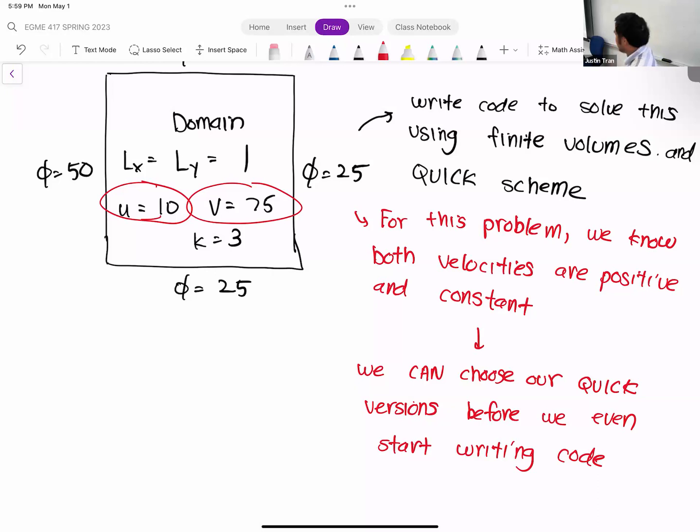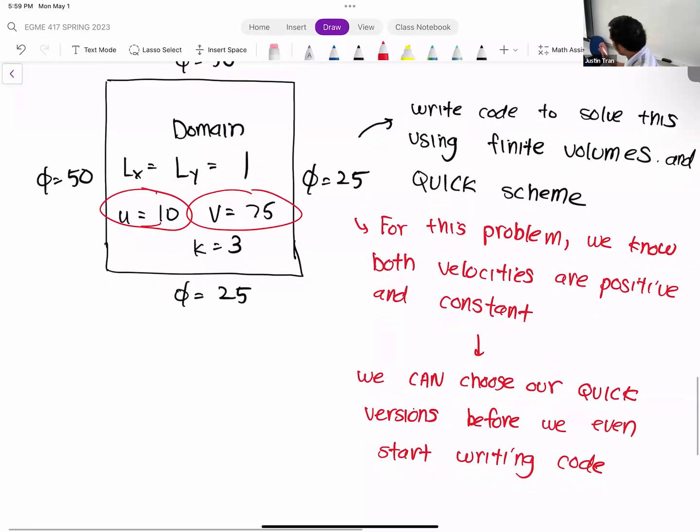I'm bringing this up because we're not going to do this, by the way. We're not going to do this in the code. I'm going to show you a more general approach with if statements. But theoretically, if you know the directions of the velocities beforehand, there's really no need to go through all that.